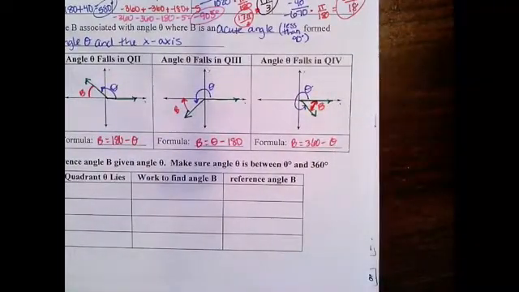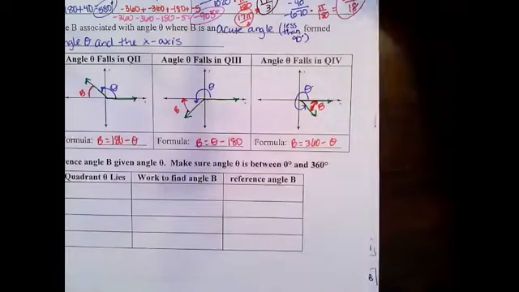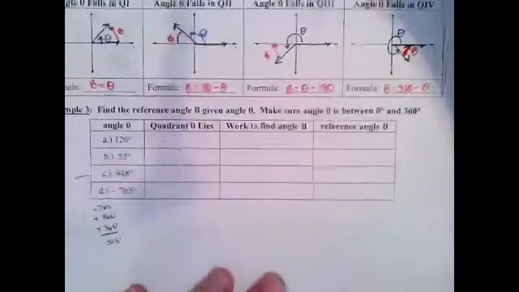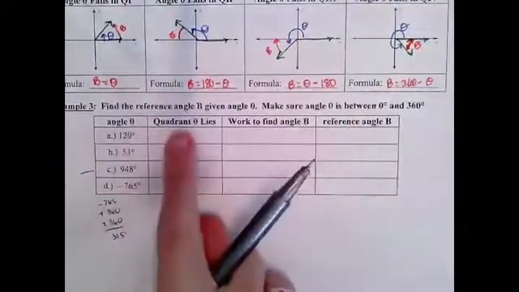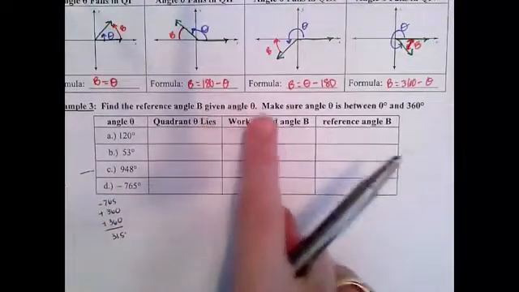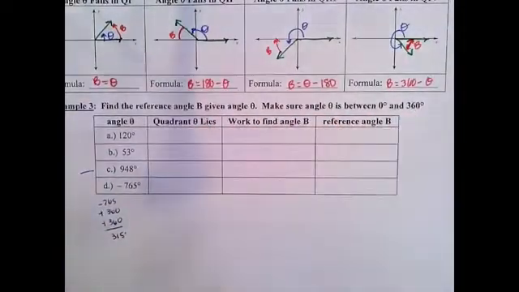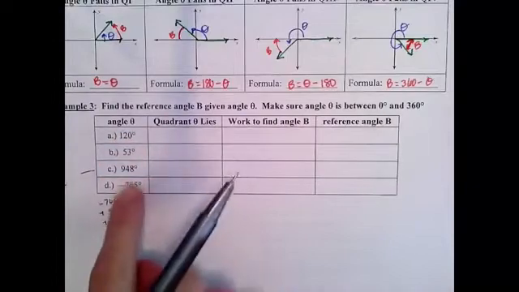Okay, what the heck, Miss Wallace? Why am I going to need this, etc.? So, find the reference angle B given an angle theta. Make sure angle theta is between 0 and 360. And it says that because you have some bigger ones over here that we're going to talk about.